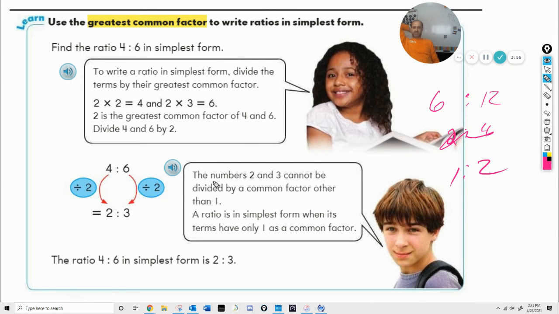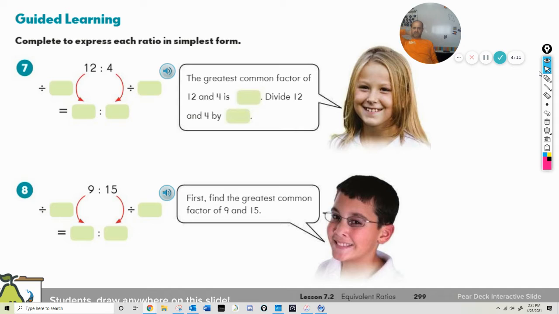In this case, they're doing 4 to 6. Divide each one by 2, and you get 2 to 3. If you can't get any smaller numbers, then you're done simplifying. A little bit like fractions? Of course it is. Oh, wow, this looks very familiar.